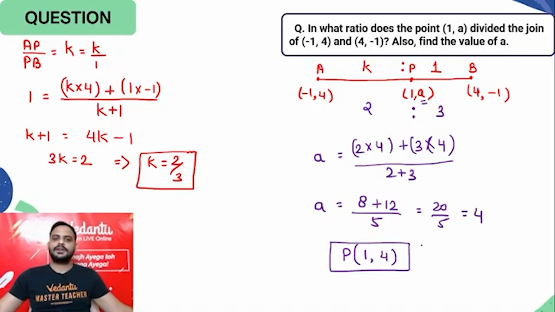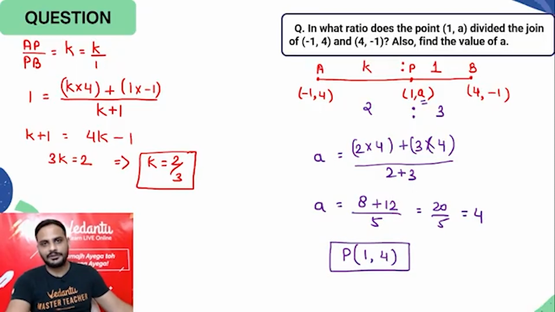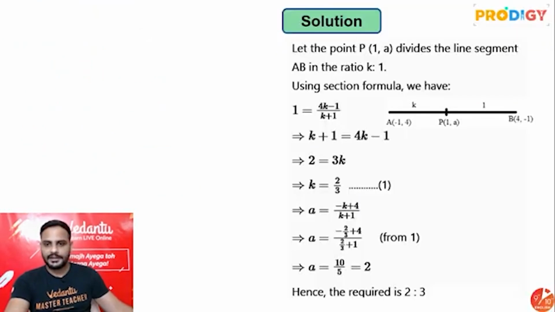ठीक है बच्चों, this is how this question will be done. First we found out the ratio. Whenever the ratio is not given, you can take it as m is to n also, or you can take it as k is to 1 also, whatever. Find the value of k or m by n, k is 2 by 3. Once you got to know k, then use the section formula for the y coordinate of p as well and got a as 4. Alright, ठीक है. Next question.